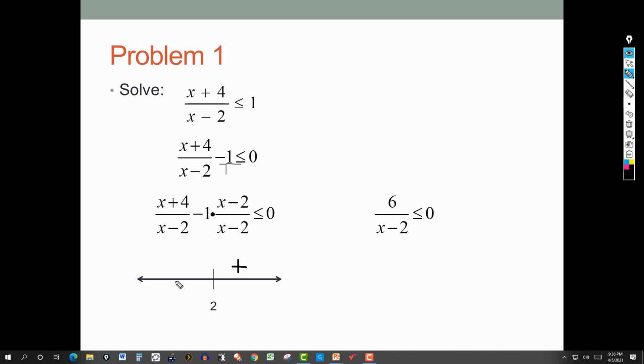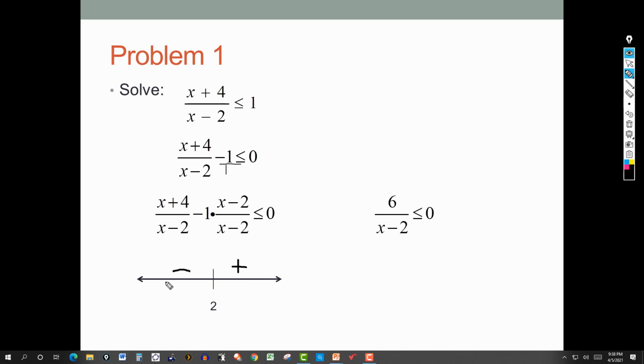Then pick a number less than 2. That could be 1. It could be 0. Let's pick 0. 0 minus 2 is a negative, and a negative into a positive 6 is a negative. So this is negative. Now all you have to do is read the answer from the number line. What do we want? We want less than or equal, but the main thing is you want less than 0. That means a negative.